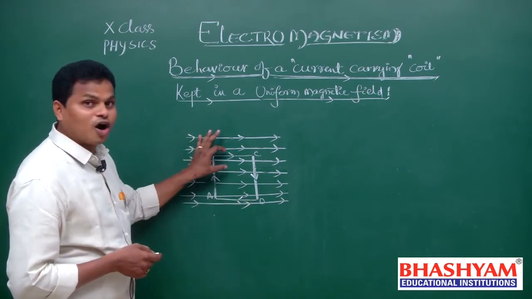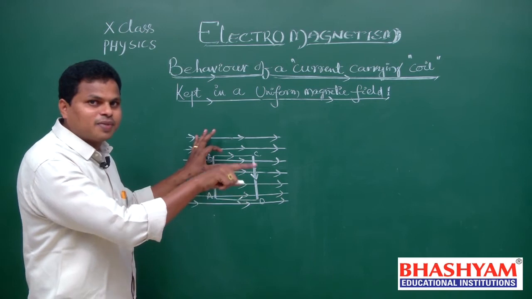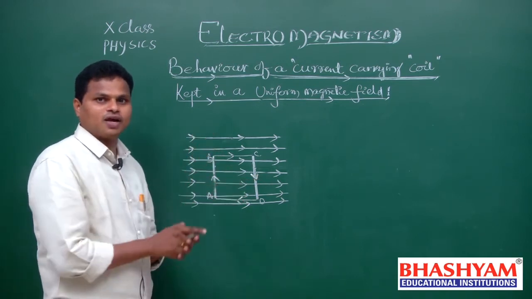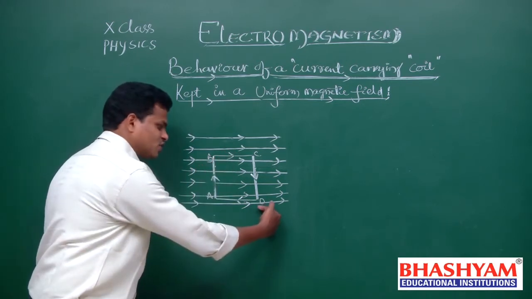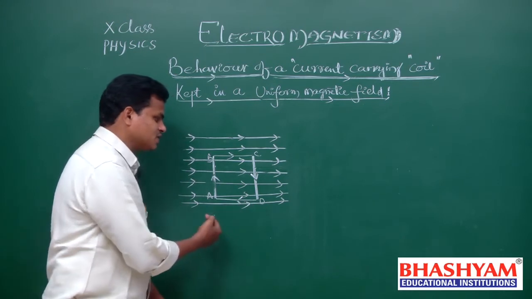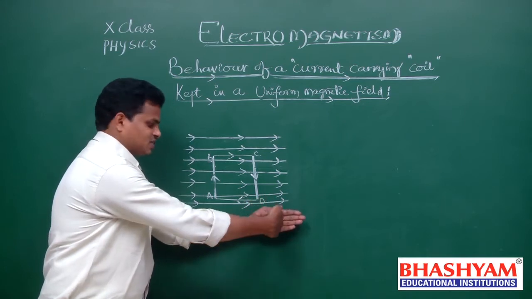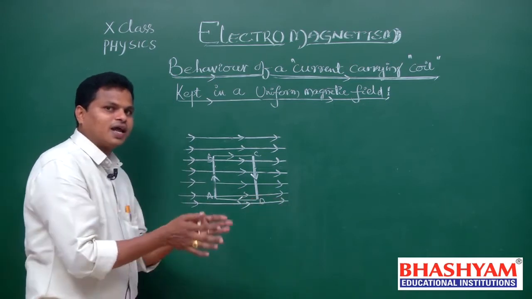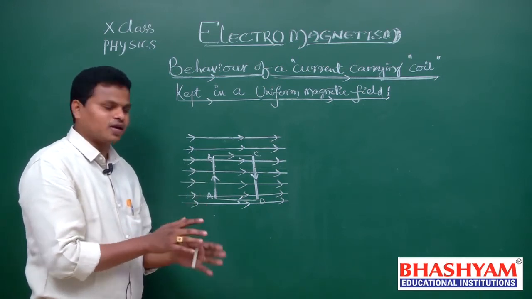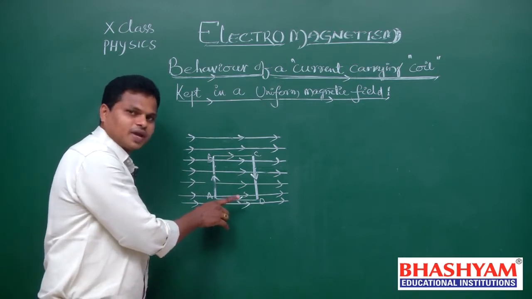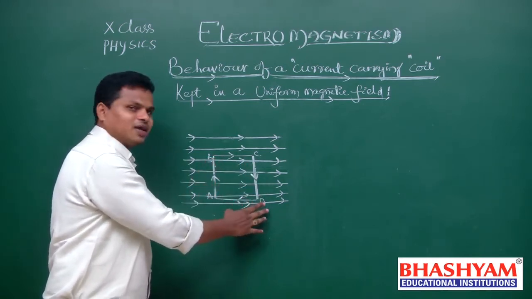Here arm BC is parallel to the field. When a current carrying conductor is placed parallel to the field, there is no force acting on it. Similarly, there is no force acting on arm AD. Why? Because the direction of the arm is opposite to the field lines. When a current carrying wire is placed against the field, there is no force acting on it. So there is no force acting on arms BC and AD.